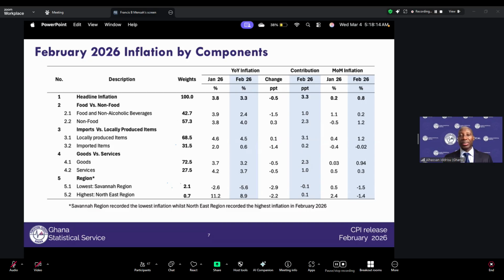And what does this tell us? So this tells us that inflation is becoming more concentrated around non-food items rather than broad-based.